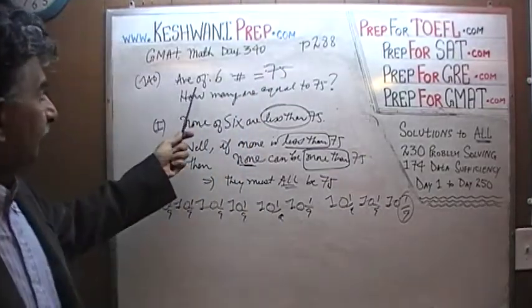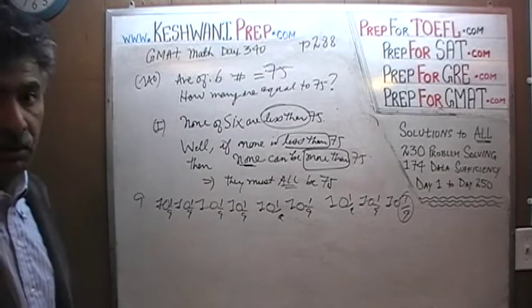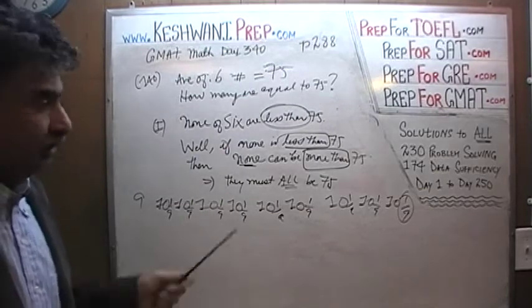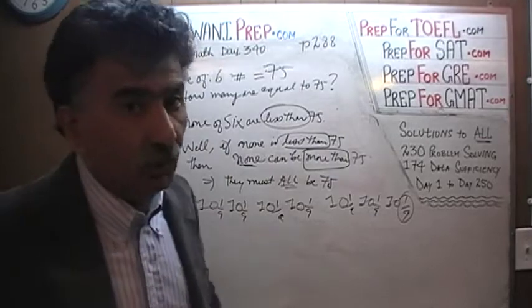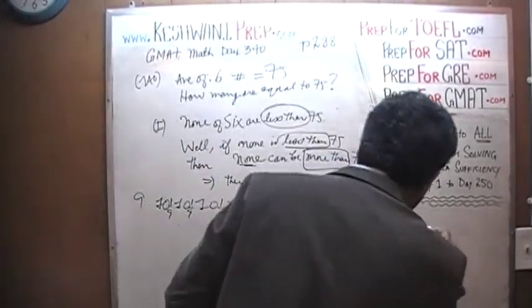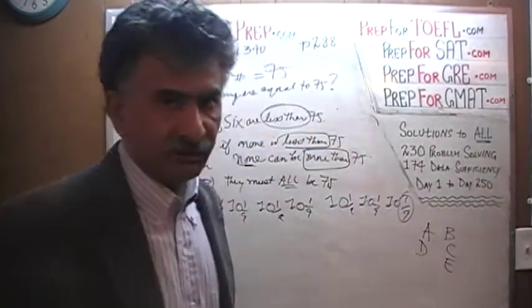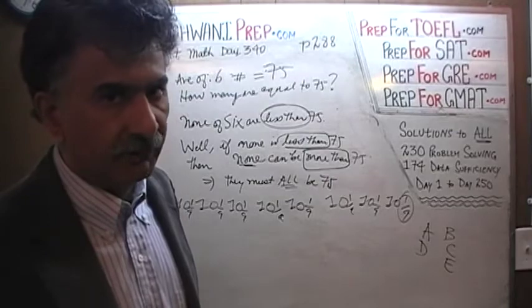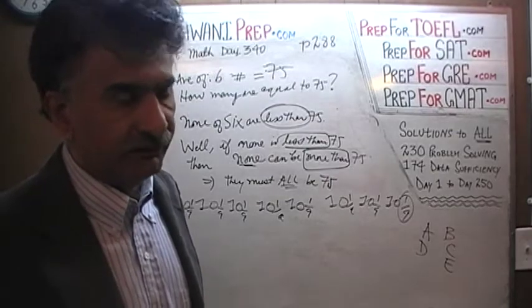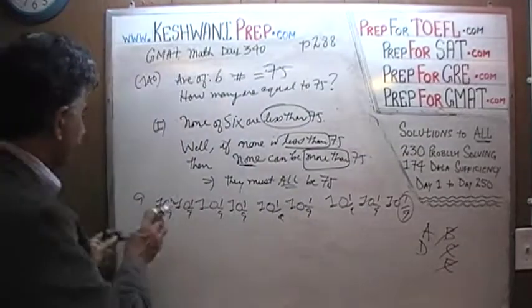The question was, how many of them are equal to 75? Can we answer that question? The answer is yes, of course we can answer the question. The answer to that question is, they are all 75. Statement 1 does the job quite nicely. So ABCE. Now that we established that the first statement by itself is enough, we know now that the answer cannot be B, C, or E. Let's look at the second statement.